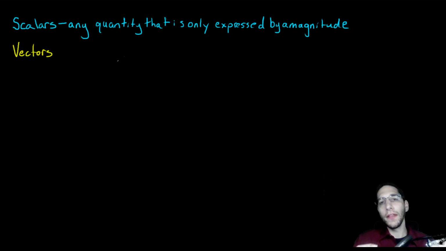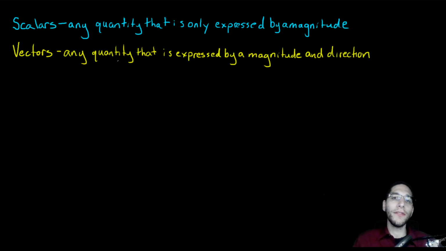Now, vectors are a little bit different. Vectors, while you need the magnitude, you need to know how much of the vector we have. The vector also needs a direction. So a vector is any quantity that can be expressed by a magnitude and a direction. Now, we are going to express vectors, and we're going to draw vectors by using an arrow. And this arrow needs to be able to express the magnitude and express the direction.